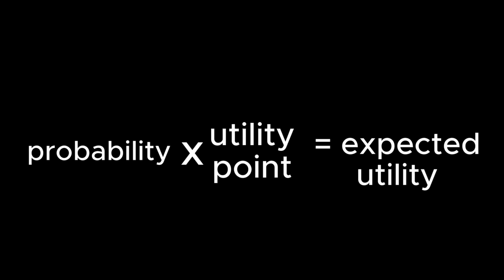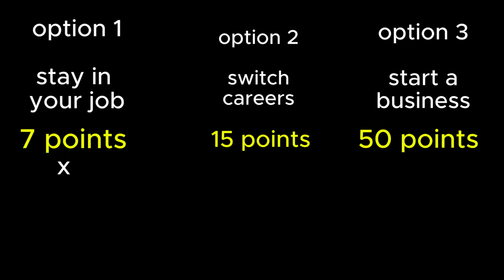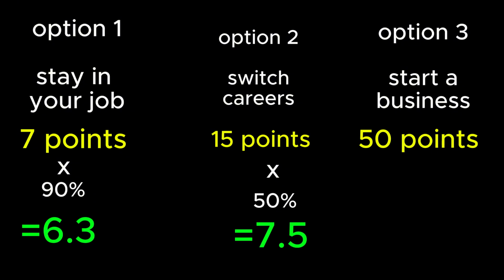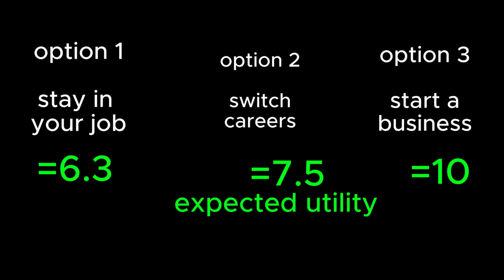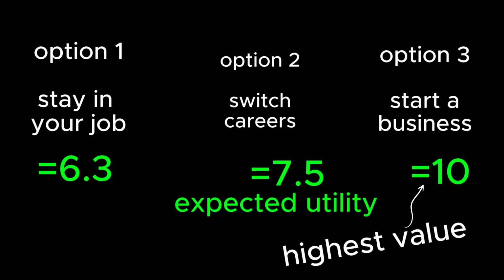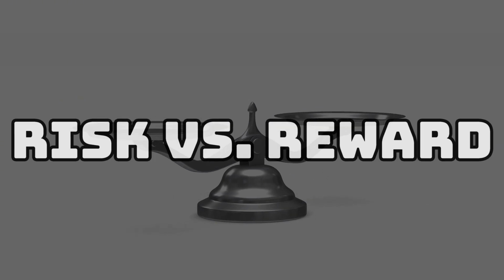Step 4. Calculate the expected utility. You'd multiply the probability of a positive outcome by the utility points that you assigned, and then you would compare. So for each of our fields, staying in your current job gives you an expected utility of 6.3 arbitrary points. Going into a new field gives you 7.5, and starting your own business gives you 10. So according to expected utility theory, starting your own business gives the highest expected utility, but the risk is much higher. This is where you might want to take a balance of risk versus reward.